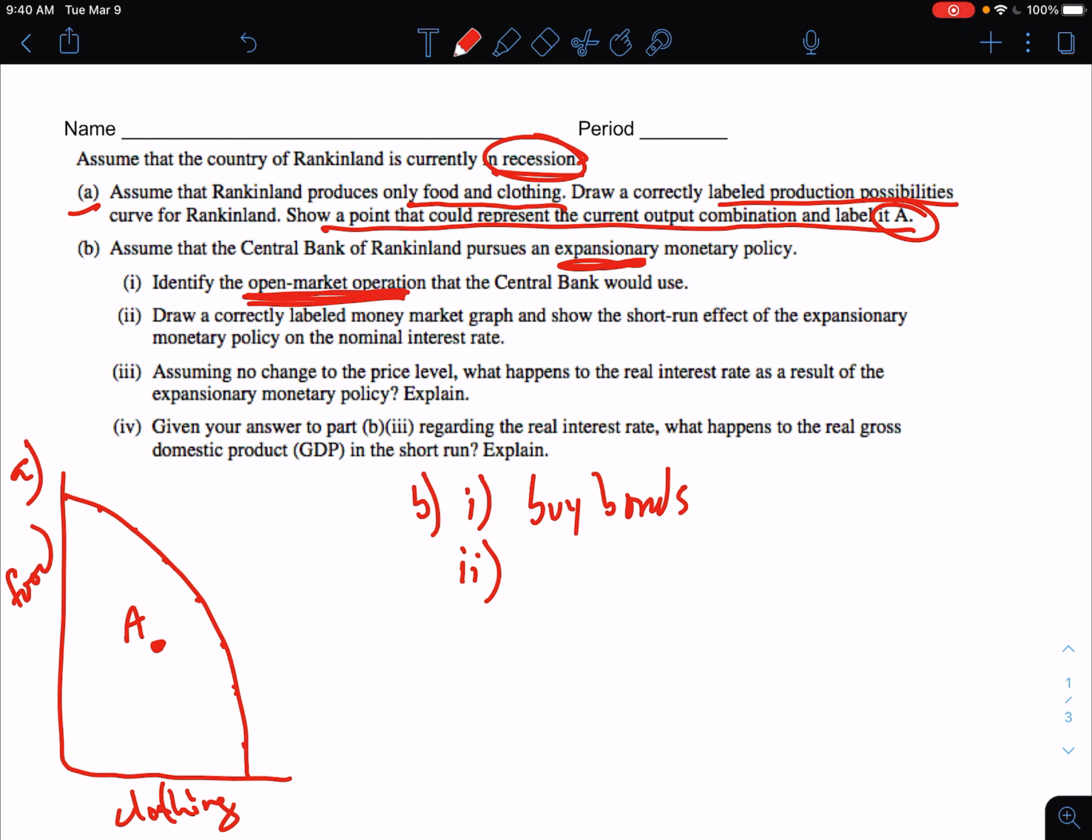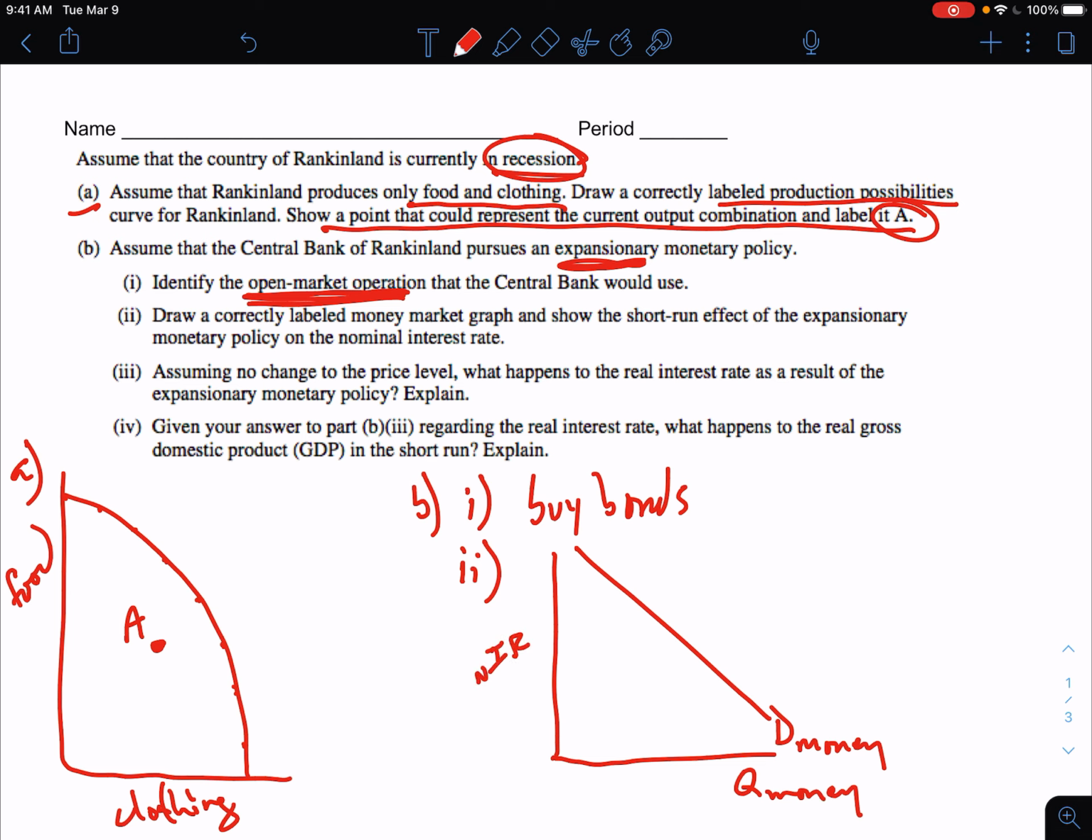Number 2, draw a correctly labeled money market graph and show the short run effect of the expansionary policy on the nominal interest rate. So we're going to draw our graph for the money market. So we have our D money, demand for money. We've got quantity of money down here, and then interest rate here, and that is the nominal interest rate.